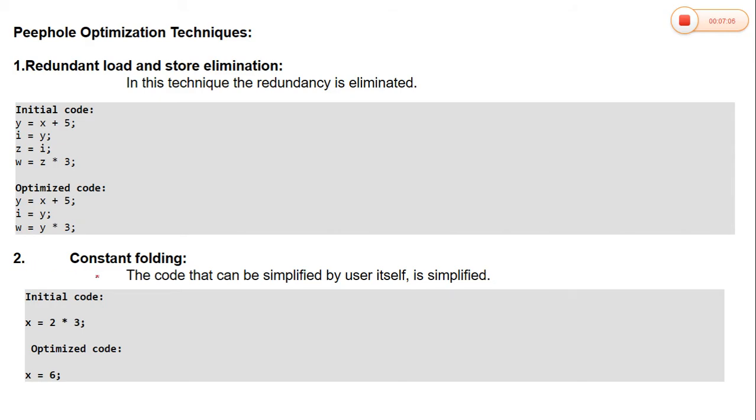Second technique is constant folding. As I told you earlier, the code that can be simplified is simplified. Suppose the source code has this statement x equals 2 asterisk 3. So the optimized code will be x equals 6. This expression is evaluated and its value is computed, and that computed value is assigned to x. So at runtime, this will take less time because the asterisk otherwise would take some time to execute.